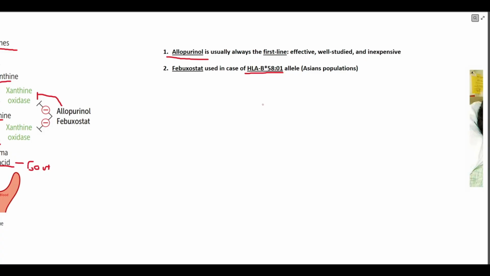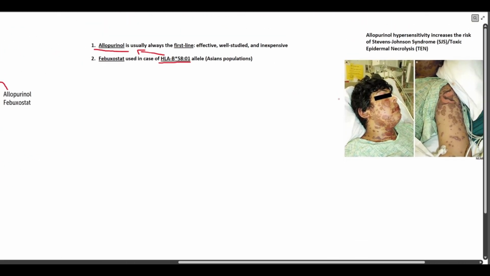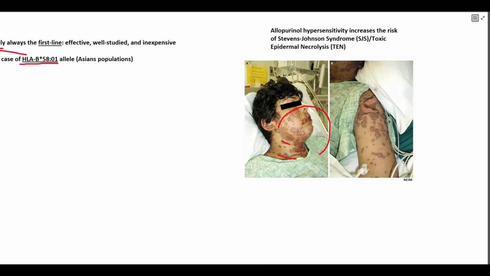HLA-B5801. This gene is going to increase the chances of hypersensitivity to allopurinol. And if patients have this gene, they're going to have a really high chance of developing a hypersensitivity reaction such as Stevens-Johnson syndrome or toxic epidermal necrolysis, and it's going to lead to this really nasty skin allergic reaction.